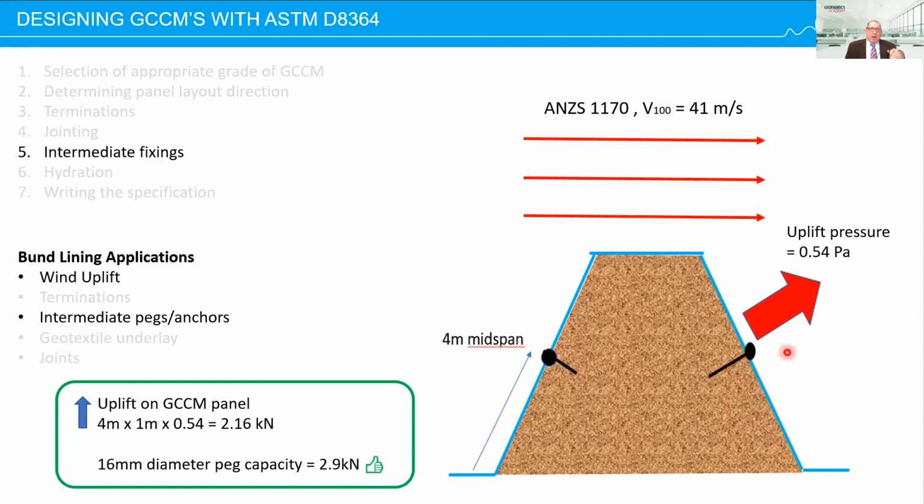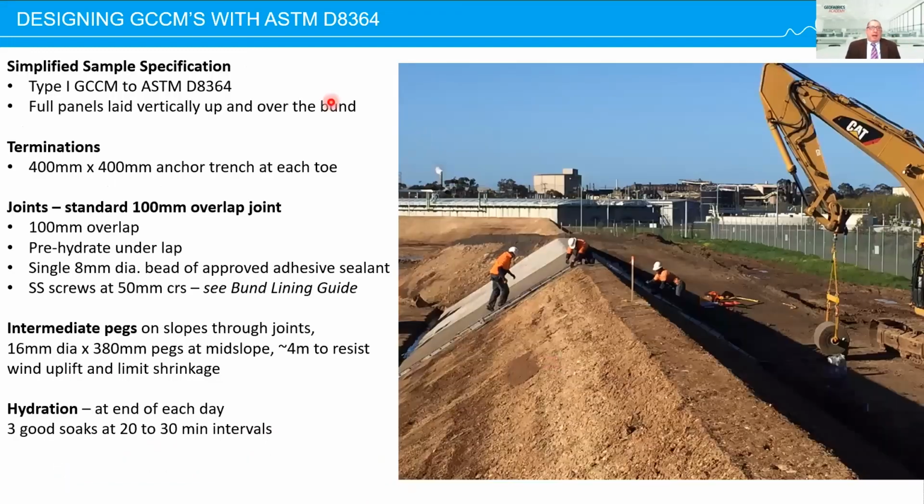We put intermediate pegs at 4 meter spans. It was an 8 meter long bund. Basically, the uplift on each 4 meter panel is 4 meters for the length, 1 meter for the width, times 0.54 for the uplift pressure. We get 216 kilonewtons of uplift to be resisted by the joints, and the 16mm capacity peg, which we used, has a 2.9 kilonewton capacity. So we exceeded that uplift force. And again, this is a basic specification that we used for the bund.